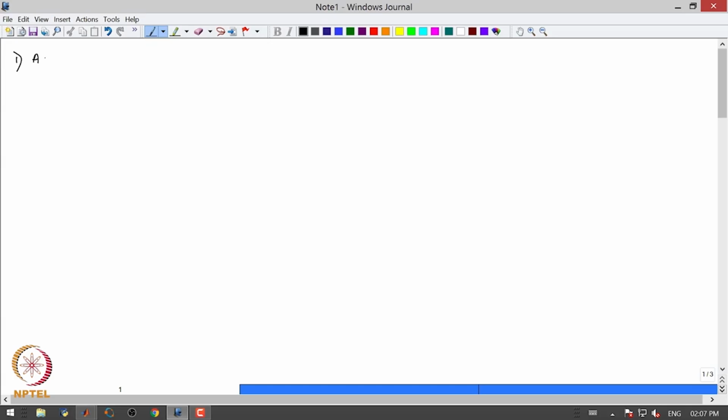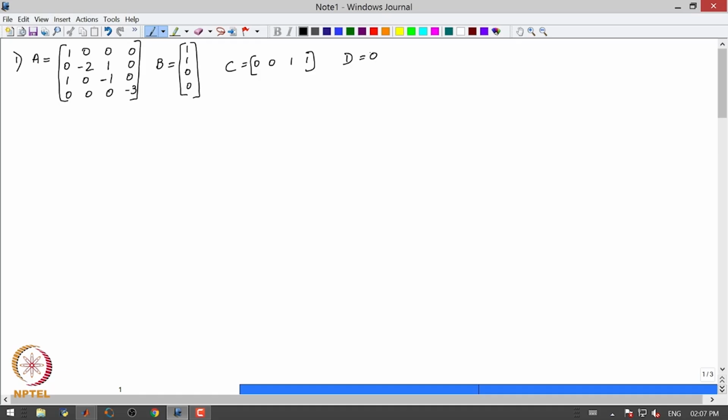Given a state space model with the following matrices A: 1 0 0 0, 0 minus 2 1 0, 1 0 minus 1 0, 0 0 0 minus 3. So, this is the state matrix, and then the input matrix is 1 1 0 0, which means there is a single input, and the output matrix C is given by 0 0 1 1 and D we take it to be 0. So, given this system, we are asked to find a minimal realization.